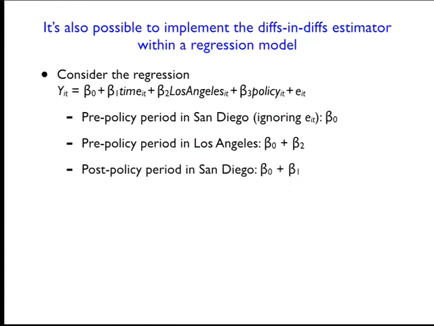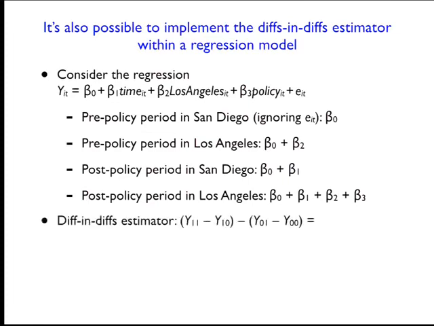Then if we want to think about the post-policy period in San Diego, it's going to be beta naught plus beta 1, because time has now turned on since we're in the post period, but we're still thinking about San Diego, so Los Angeles is off and policy is off. And then finally, if we want to think about the post-policy period in Los Angeles, which is the treated area, that's the point at which it's equal to all four of those coefficients summed up, right? Beta naught plus beta 1 plus beta 2 plus beta 3. Because at that point, all three of those variables are turned on. You're in the post-policy period and you're in Los Angeles, and then the policy is in effect, of course, because you're in the post-policy period in the treated area.